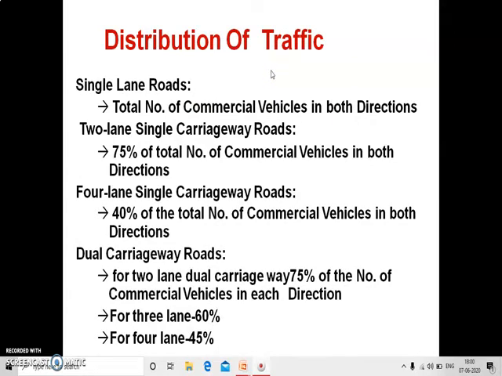N equal to cumulative number of standard axles to be catered for the design in terms of million standard axles. D equal to lane distribution factor. A equal to initial traffic in the year of completion of construction in terms of number of commercial vehicles per day, P into (1 plus r) power x. P equal to number of commercial vehicles as per last count. X equal to number of years between the last count and the year of completion of construction. F equal to vehicle damage factor. n equal to design life in years. r equal to annual growth rate of commercial vehicles.